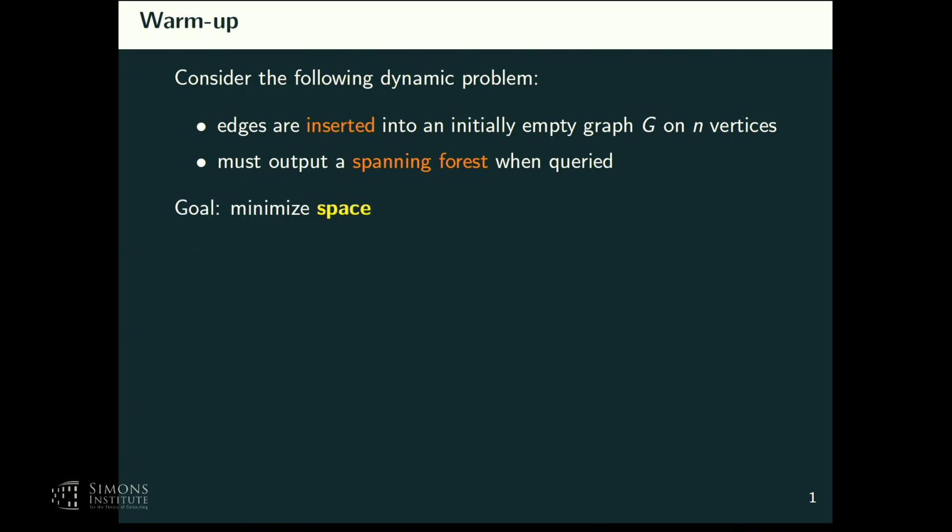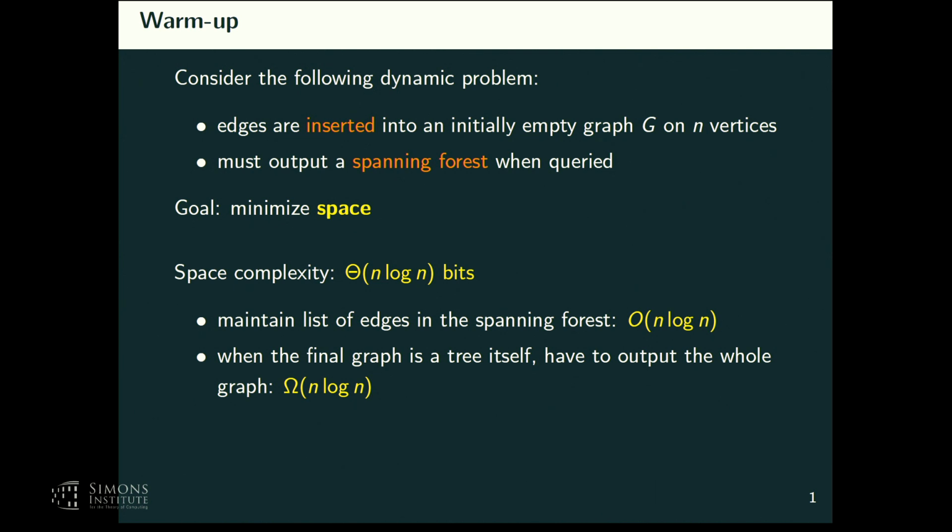The goal is to use minimum space. The space will be the main parameter in the talk, and I'm not going to worry about how much time you take to handle these updates and queries. If you think about this problem, its space complexity is quite easy to understand, which is n log n bits. For the upper bound, you could just maintain a list of edges in the spanning forest, and every time I insert an edge, if the two endpoints are already connected, then you throw it away. Otherwise, you add it to the list, and the list can contain at most n-1 edges, and each edge needs log n bits to describe, so the upper bound uses O(n log n) bits.